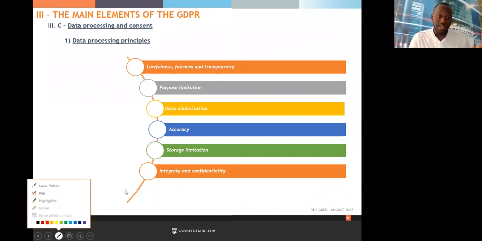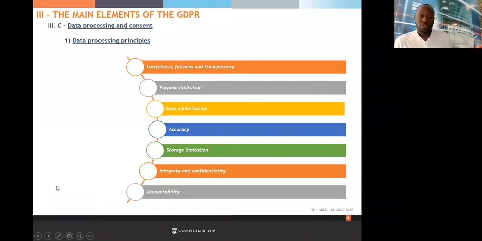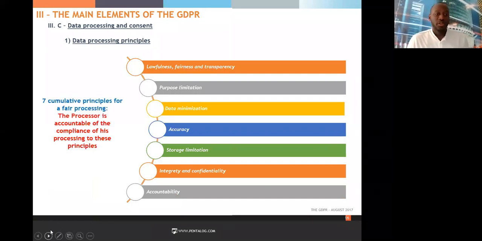Integrity and confidentiality means that you have to put security measures in place to keep the data in total integrity and confidential. And accountability is the wall: you have to demonstrate and prove that you are compliant with the GDPR. So, cumulative principles for fair processing.